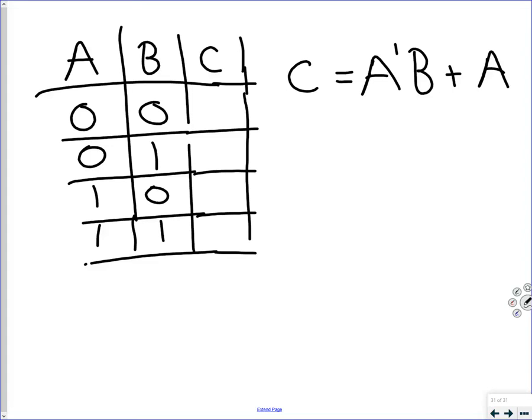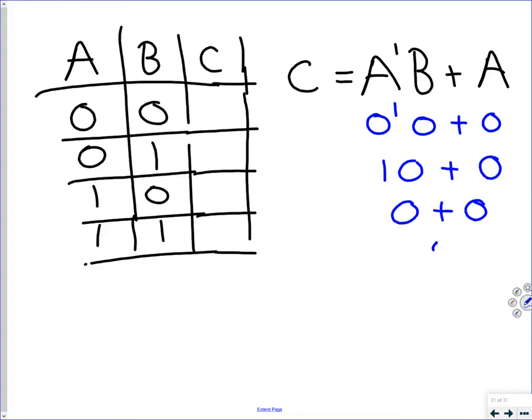Okay, so help me out. What would C be when A is 0 and B is 0 and A is 0? Right? So then not 0 is 1. 1 and 0 is 0. 0 or 0? 0. So now you know what goes there. What goes in the next one? Try and evaluate it in your head.